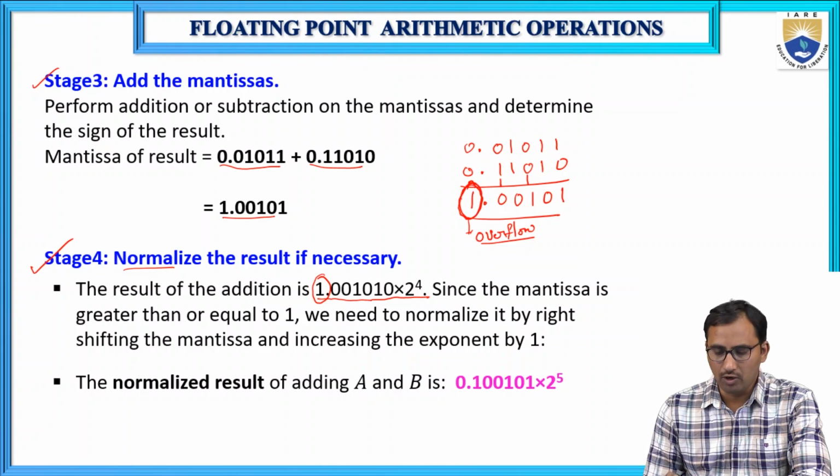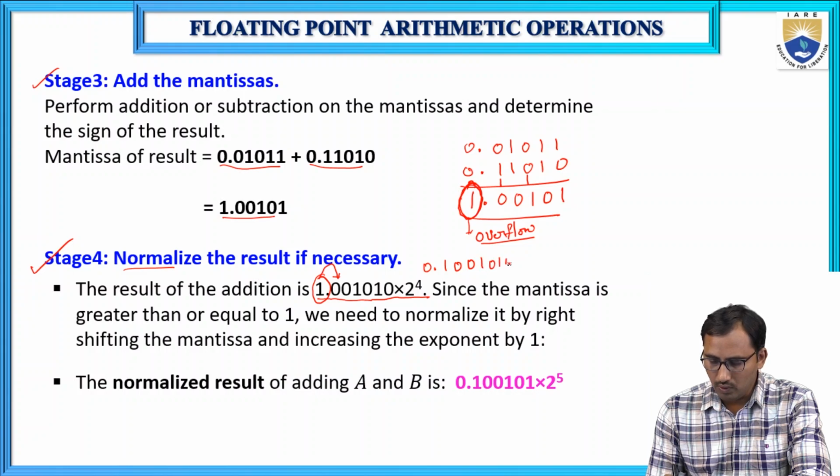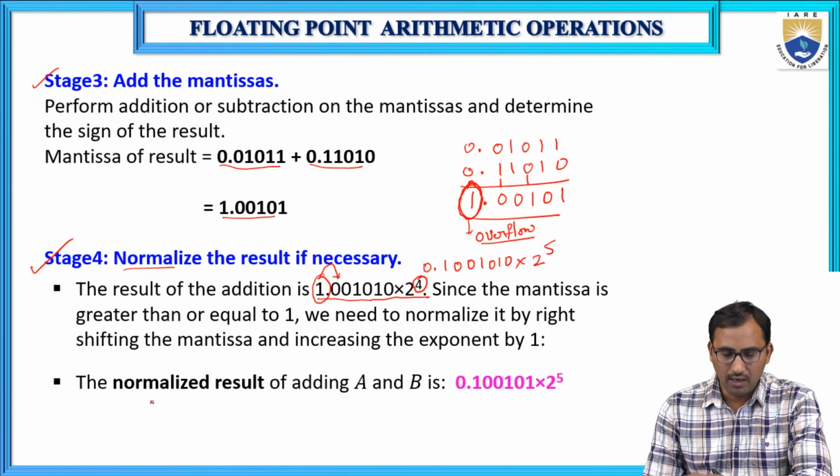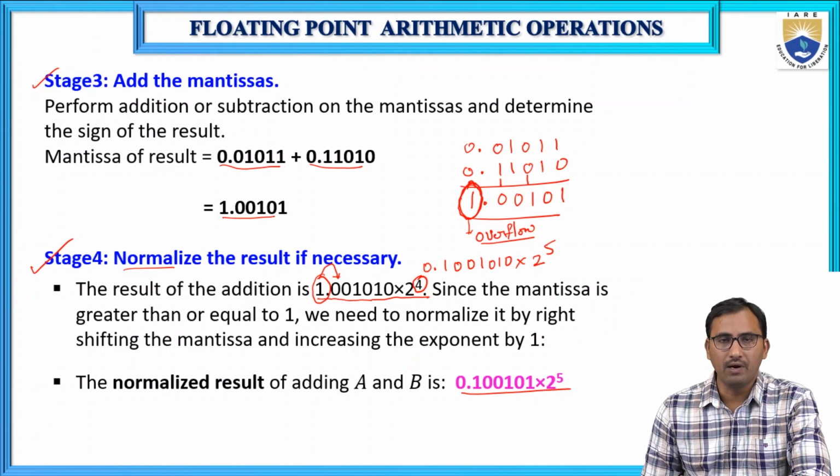Once you perform the shift right operation, this 1 will move to here. So it will become 0.1001010 into, so when you perform a 1-bit shift right operation, the exponent will be incremented by 1. So it will become 2 power 5. So after normalizing, the result will be 0.1001001 into 2 power 5. In this way, we can perform addition on any two floating point numbers.